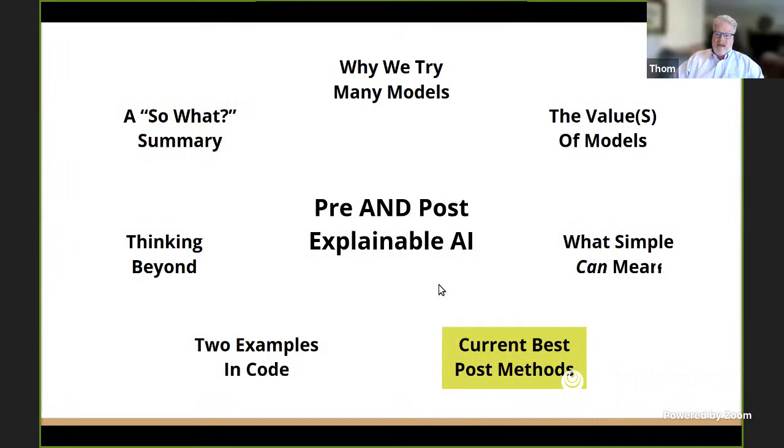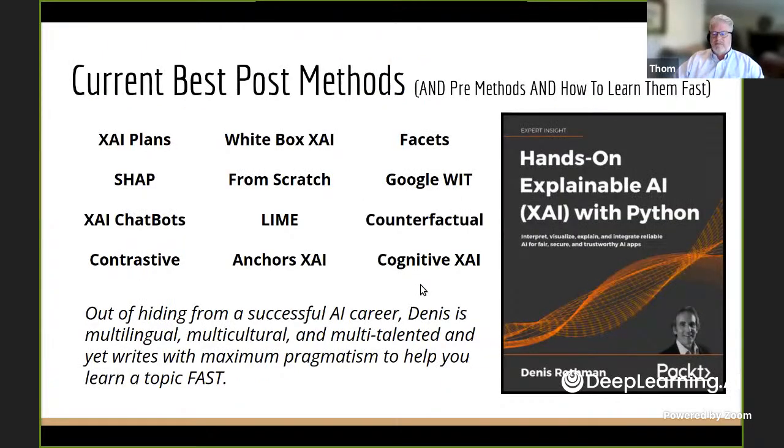So now, though, we get into what are the current best post methods. And by the way, you pick up probably the top book on explainable AI written by Dennis Rothman, and what do you find? He's doing a lot of explainability things before the predictive modeling. So buy Dennis's book. It's really good to have in your library.